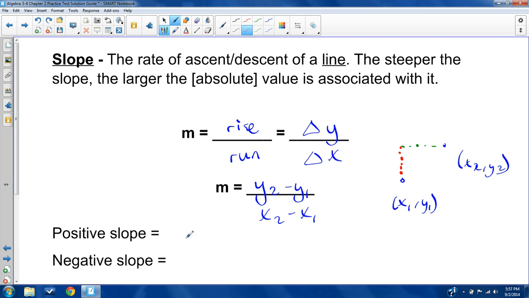Positive slope represents a graph going upward to the right, or downward to the left. And a negative slope is downward when you go to the right.